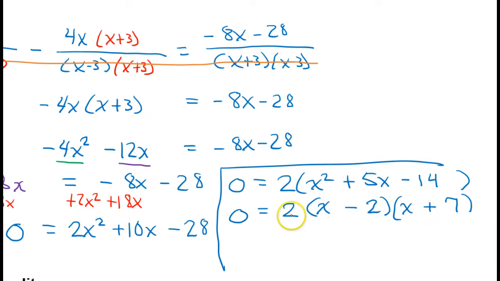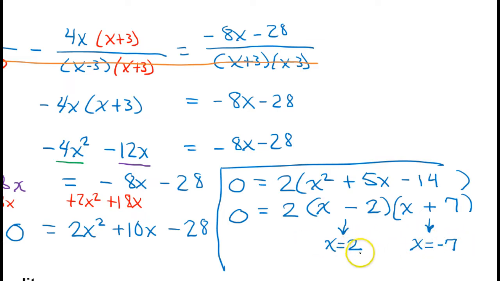Now, we have to keep going to find x by setting these factors equal to 0. We're going to ignore the 2 because that can't be 0, so it must be only these can equal 0. So from this factor, I'm going to get x is equal to 2. All right, and from this factor, I'm going to get x is equal to -7.